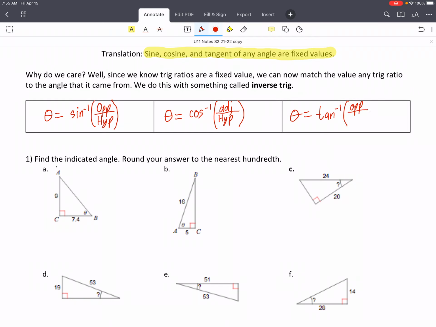Ta-da! Okay, so unlike addition and subtraction, multiplication, division, and so on, these inverses are not entirely intuitive. So what we have to do is use our calculator. You need to make sure you have a graphing calculator or scientific calculator. My calculators are out in class, so if you need to borrow one of mine, you can, but you are not guaranteed to have one of my calculators available during the test. So I would make sure you get your own.